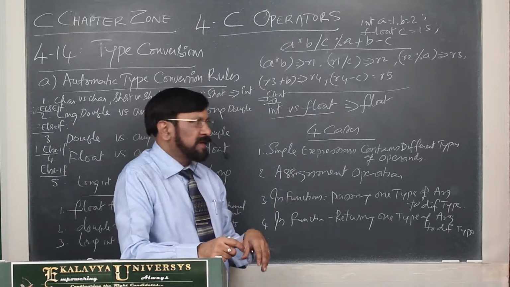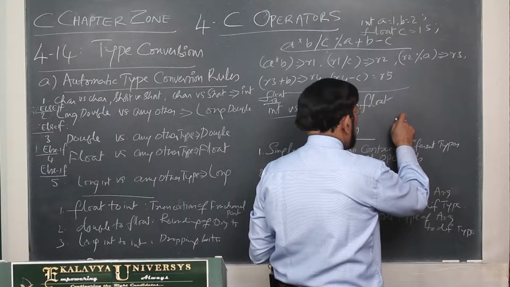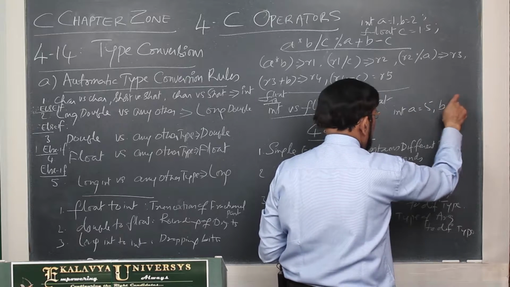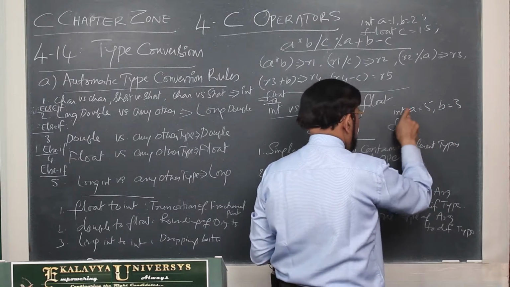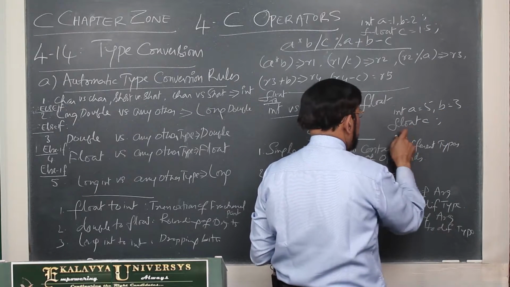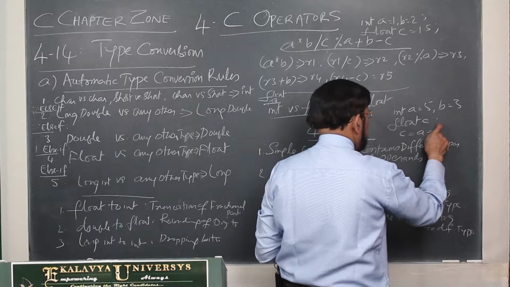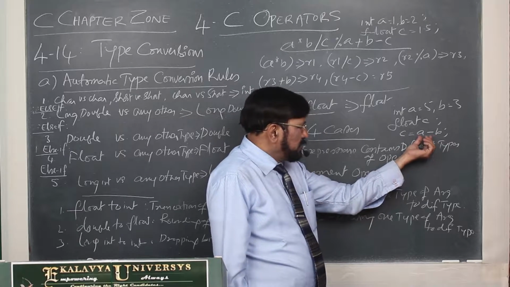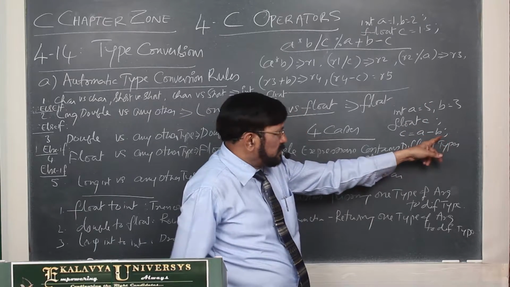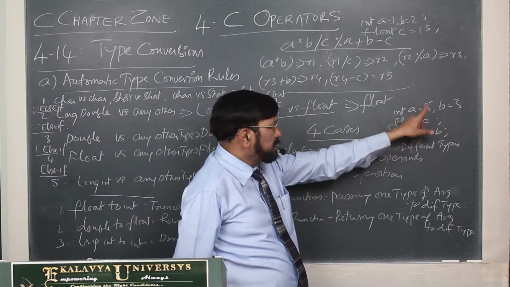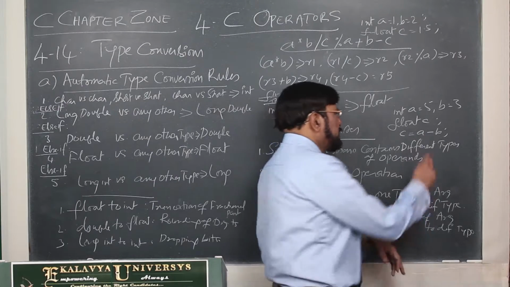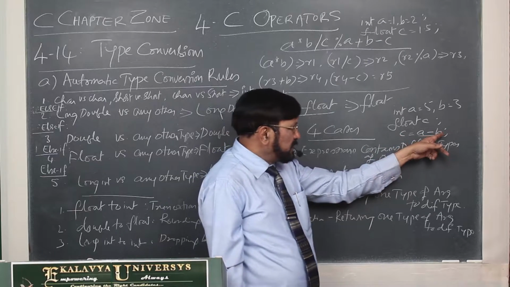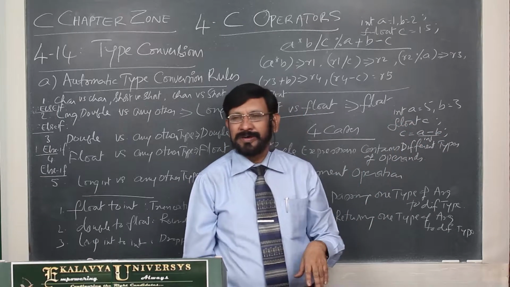Assignment operation means, you see that here we are writing int a = 5, b = 3, float c. Then c = a - b, I am writing. Here what happens, you know. First b is subtracted from a, the result is 2, and the result is int, as int minus int. Then I am assigning that into a floating point type c.